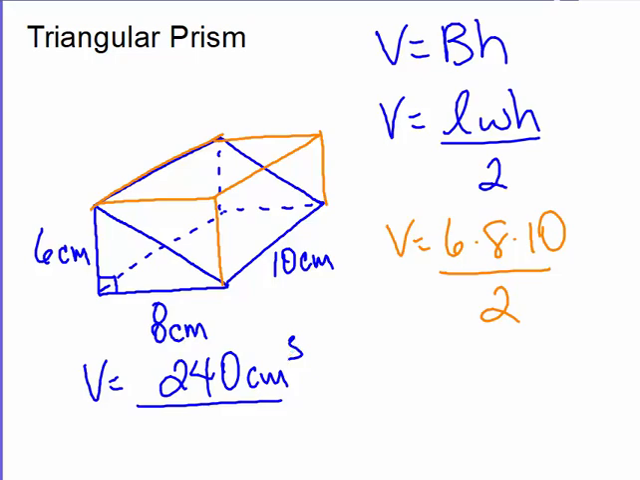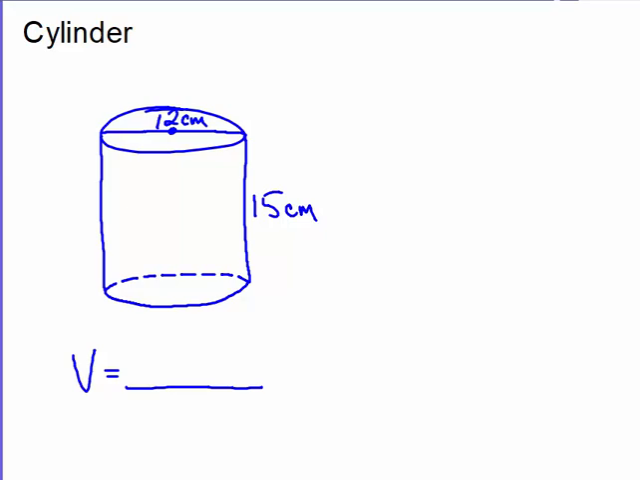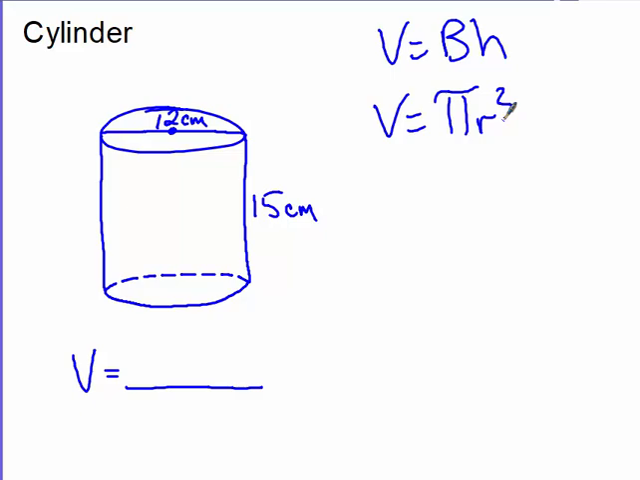Okay, one last shape, and that is the cylinder. Now for a cylinder, we start off with the same formula. Volume is equal to capital BH, but this time our base is a circle. So it's pi r squared, and then times the distance between the 2 circles. So volume is equal to, well, the number that we use for pi is still 3.14 times.